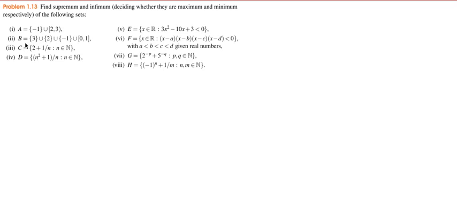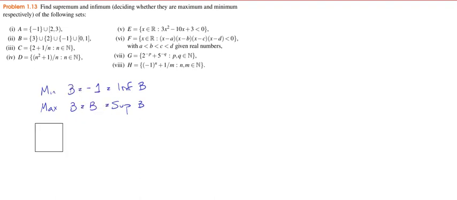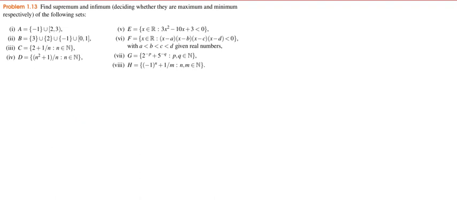So let's go for B. B is the set that contains 3, 2, -1, and every number between 0 and 1. The minimum of B is clearly -1, which is the infimum as well. As I told you, if you have a minimum, you have an infimum, and the maximum of B is 3, which is the supremum. So that was easy.